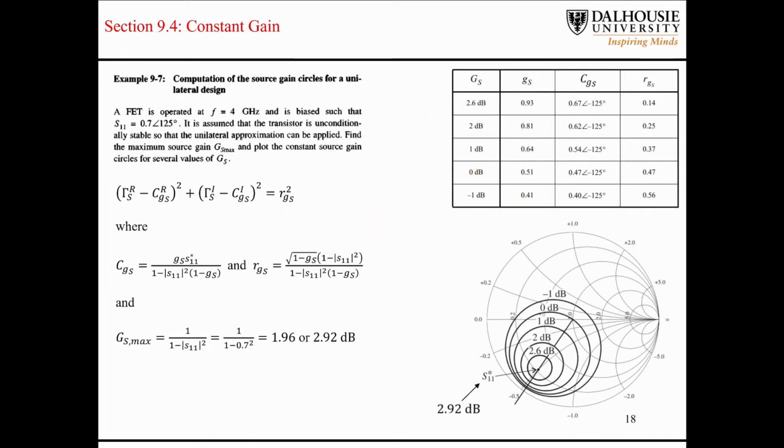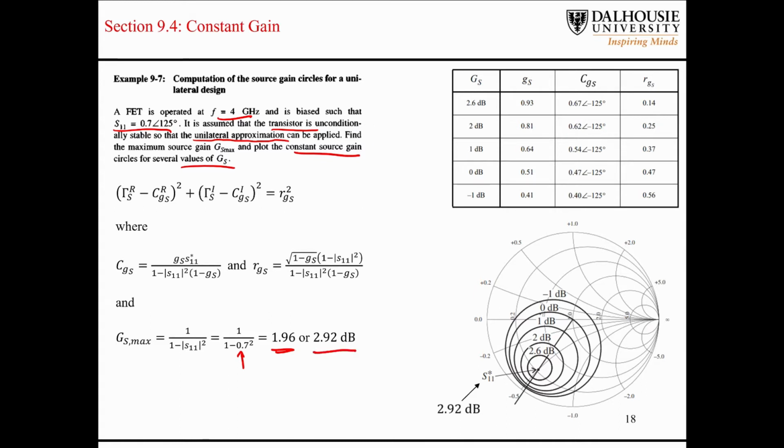To see an example of this being used, let's consider example 9-7. We have a FET operating at 4 gigahertz, and it's biased such that S11 is 0.7 with an angle of 125 degrees. We assume that the transistor is unconditionally stable, and it asks us to use a unilateral approximation. They are asking for the constant source gain circles for several values of gain here. It's very simple. We plug in the value for the magnitude of S11, and we end up with our value of G sub S max. In terms of dB, it's 2.92.